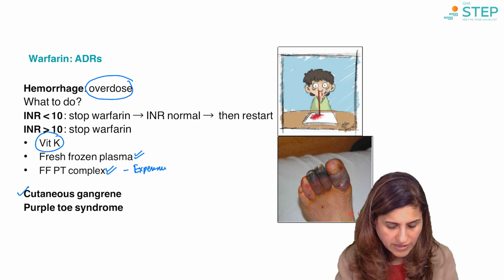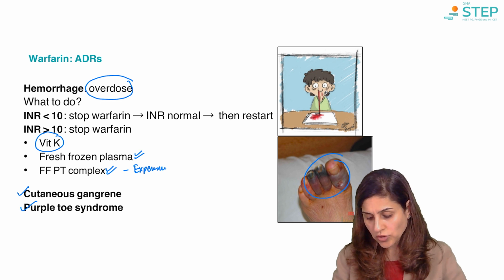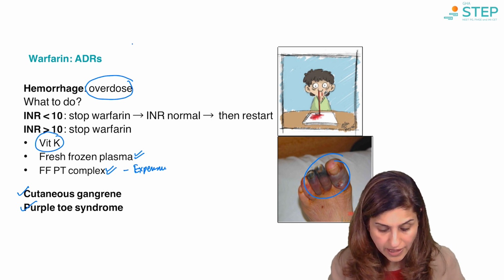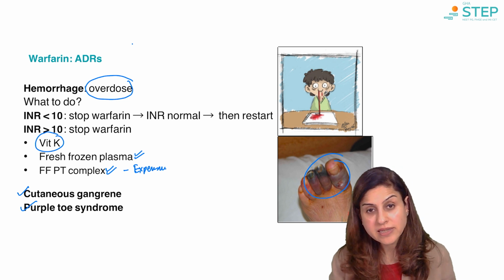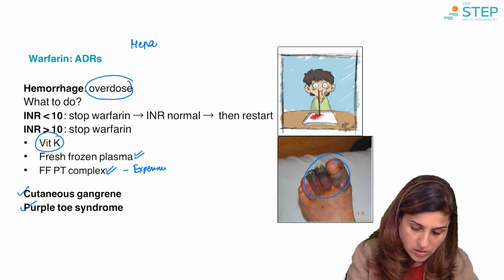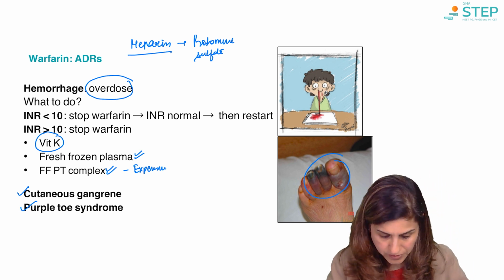Then other side effects are cutaneous gangrene and this purple toe syndrome that we see. So you see this picture and you outrightly mark warfarin as the correct answer. What is the antidote if there is a heparin overdosage? For heparin overdosage, the antidote is protamine sulfate. Right? Remember these two important antidotes.